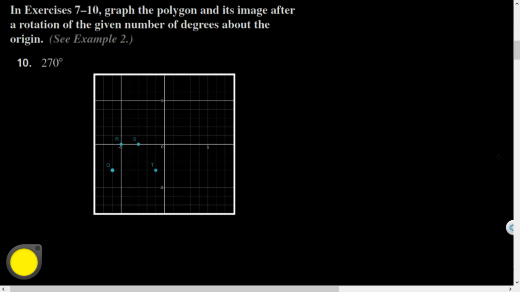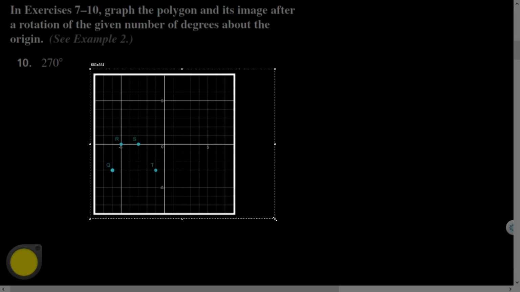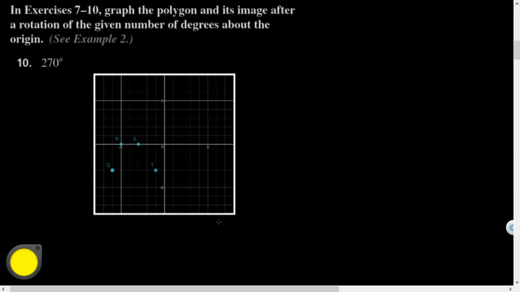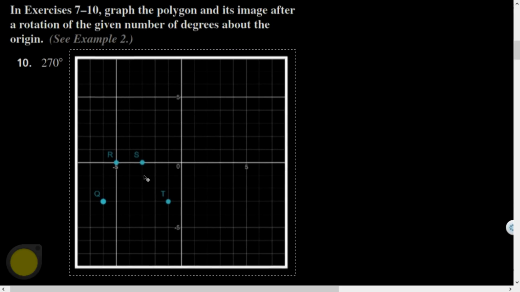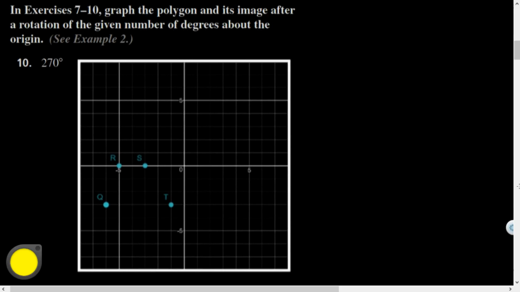All right, graph the polygon and its image after rotation of 270 degrees about the origin. So if I want to do this rotation about the origin, this point is easy, 270 degrees, it would be like whip, whip, whip.